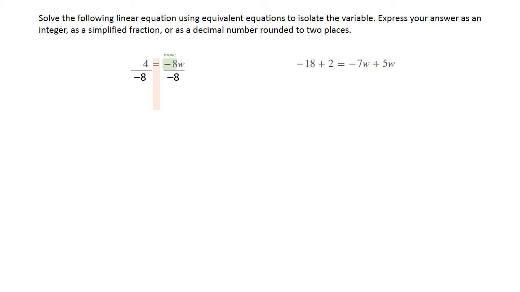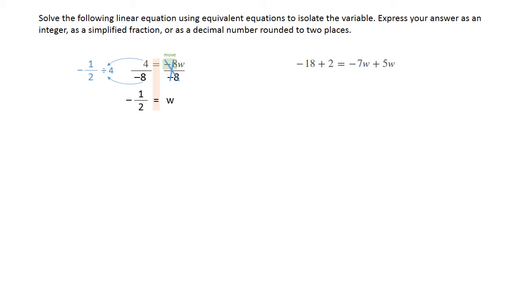In this case, what we have on the left is a fraction, and we would like to reduce that fraction. The right-hand side cancels out, but the left-hand side, if we divide that by 4, that will give us a -1/2. 4 divided by 4 on the top, and -8 divided by 4 on the bottom. The number will stay negative, and it will be 1/2. So our final answer is -1/2 equal to W.